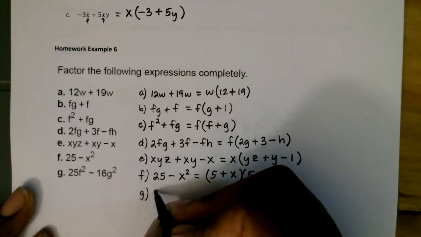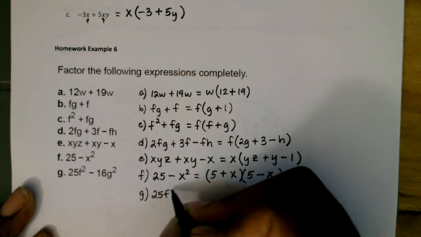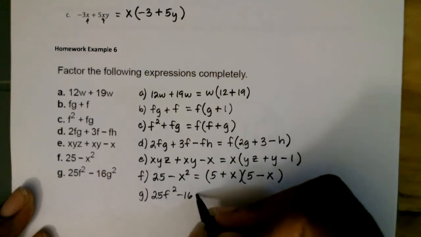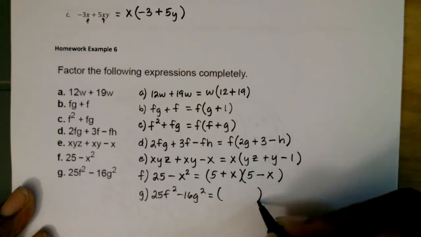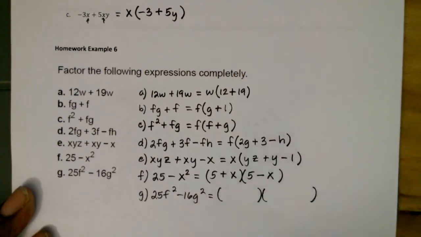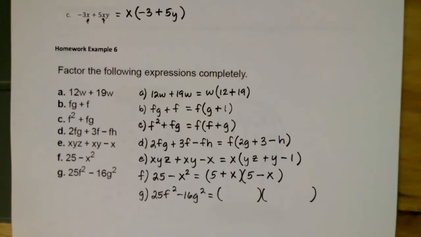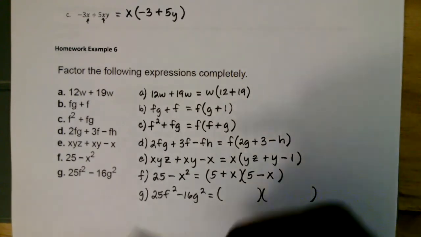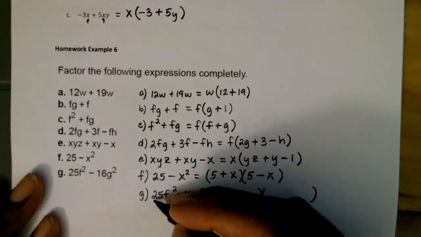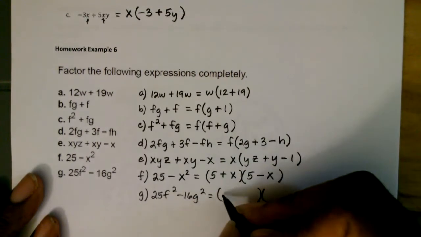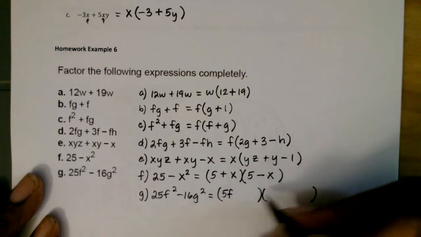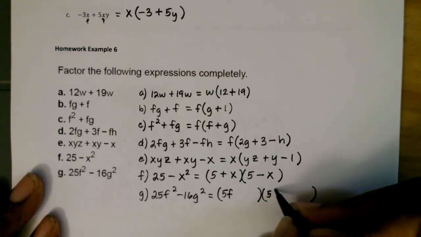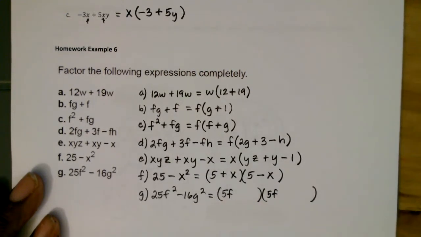And finally, part G, 25 F squared minus 16 G squared. Notice that's a difference of squares. So I can factor this into 2 binomials here. Now here I have to think of what number times itself would give me 25. That would have to be 5. And of course, F squared, I write that as F. So I have 5F times 5F.